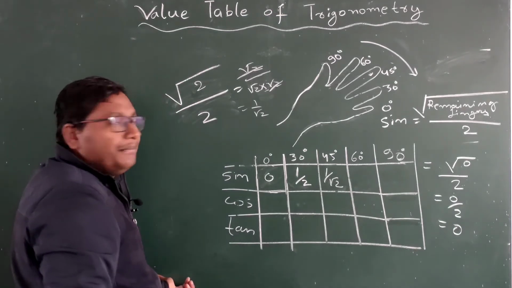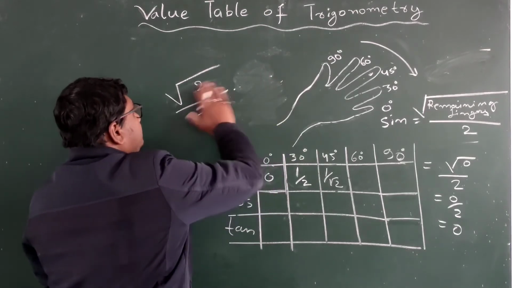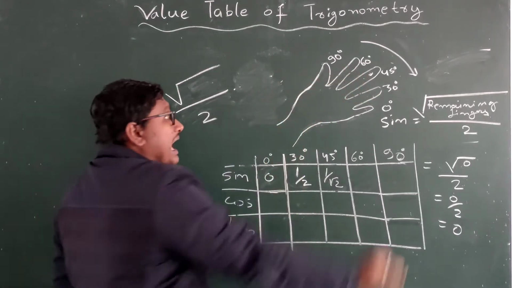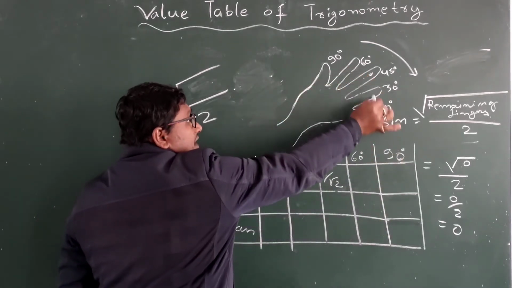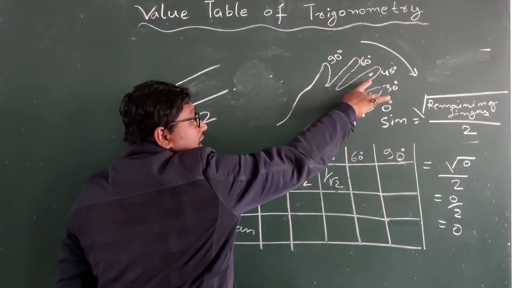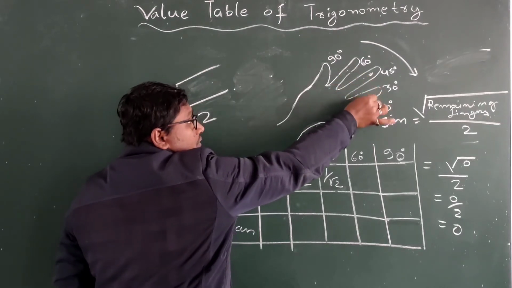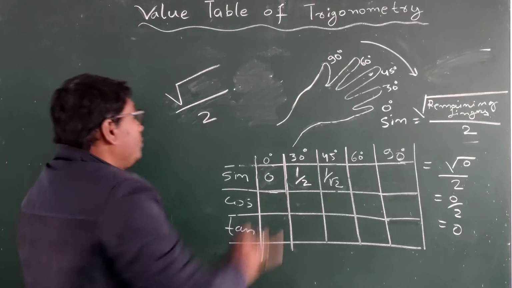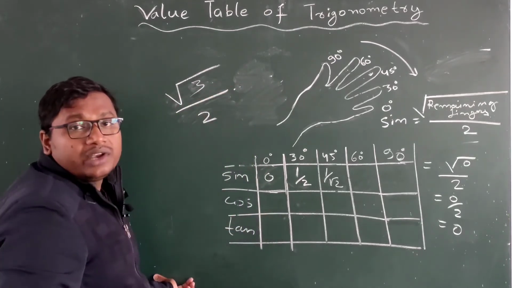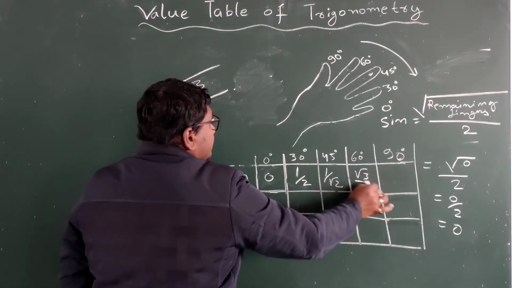Okay. Now sine 60 degree. For sine 60 degree, this finger will be used. After this finger, how many fingers are left in this direction? I have put an arrow here. In the clockwise direction, how many fingers are left after this? After this, 1, 2, 3. 3 fingers will be left. So inside the square root, we will need to write 3. So the value of sine 60 degree will be root 3 by 2.